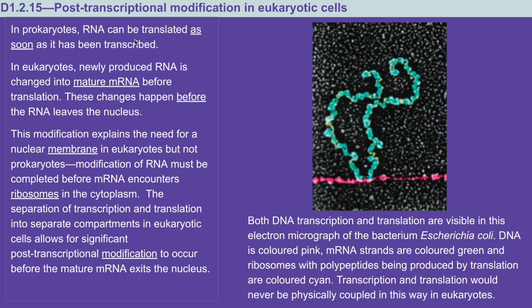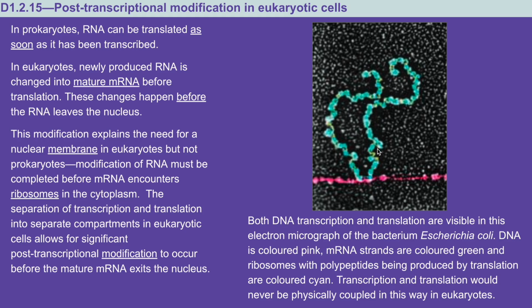Now in prokaryotes, RNA can be translated as soon as it has been transcribed. Let's look at a picture of that. Here we have in a prokaryote both DNA transcription and translation occurring. Let's look at the bacterium E. coli. The DNA is colored pink. mRNA strands are colored green. It's a bit hard to see them, but they're this sort of pea green.